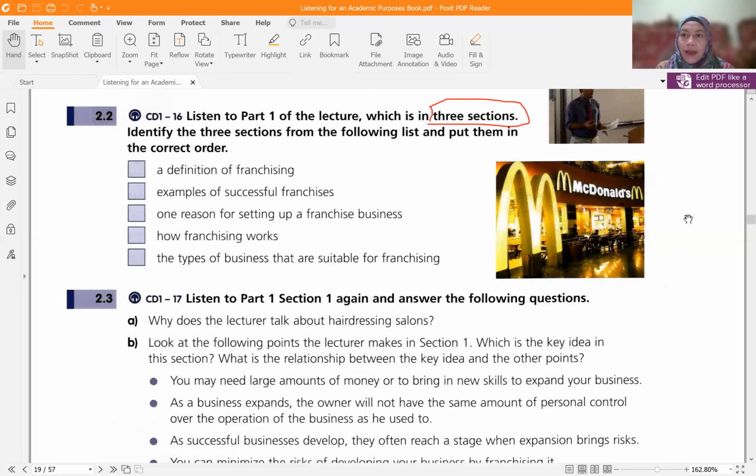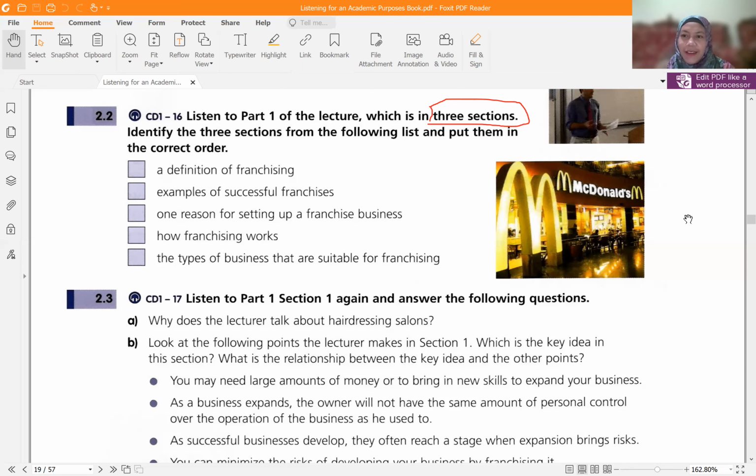So, because this lecture about franchising is divided into 3 sections, and in every section we are reminded, okay, this is first section, this is second section, and this is third section. We all know what are the main points from each section. Okay, now we can answer the question in exercise 2.2.